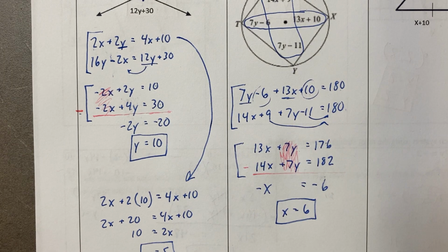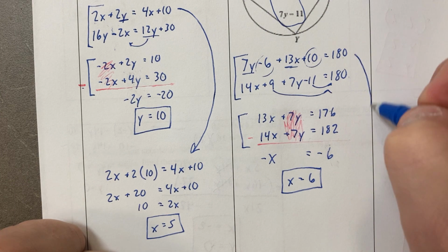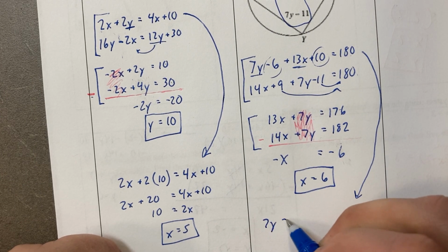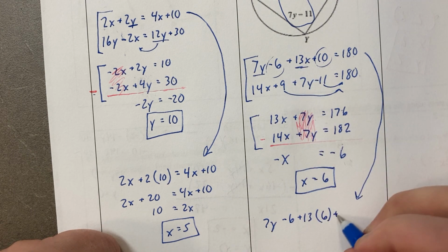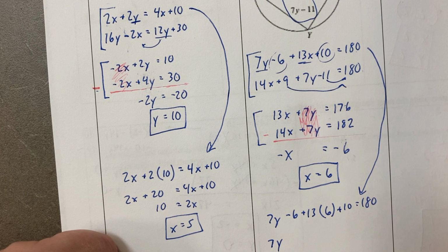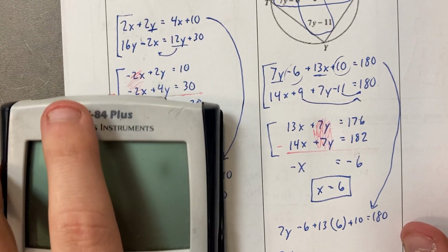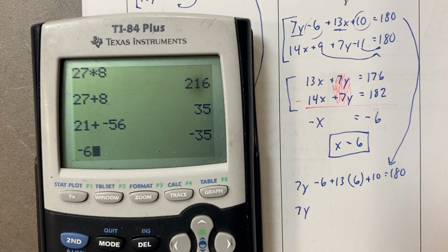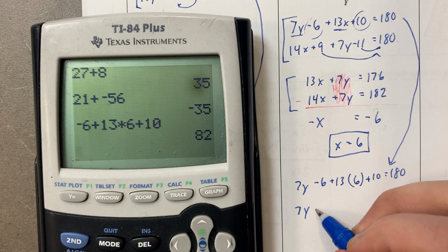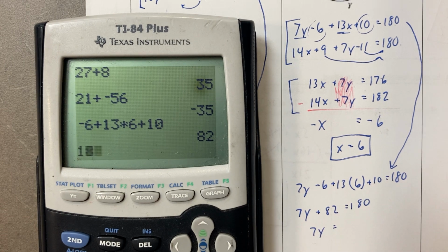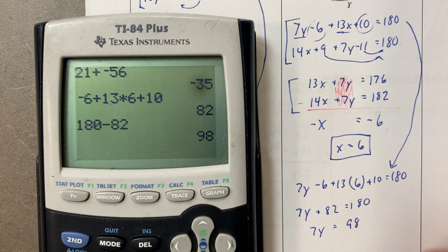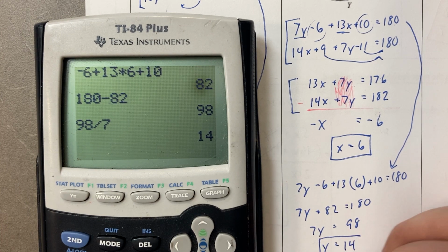And then I pick any equation to plug x equals 6 into. So for example, let's just bring down that top one. 7y minus 6 plus 13 times 6 now, because x is 6, plus 10 equals 180. Let's just clean that side up right there. We got negative 6 plus 13 times 6 plus 10. So plus 82 equals 180. And subtract 180 minus 82. I'm getting nervous because I'm afraid it's not going to work out. Let's see. 98 divided by 7 is 14. It worked nicely. Yay. That's my answer.